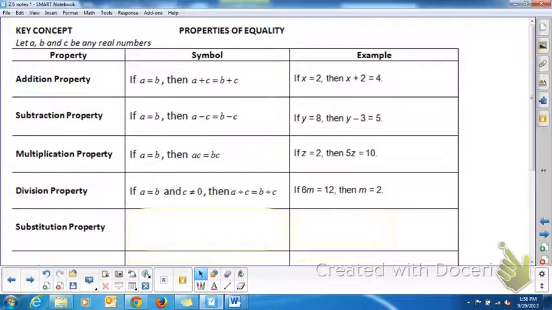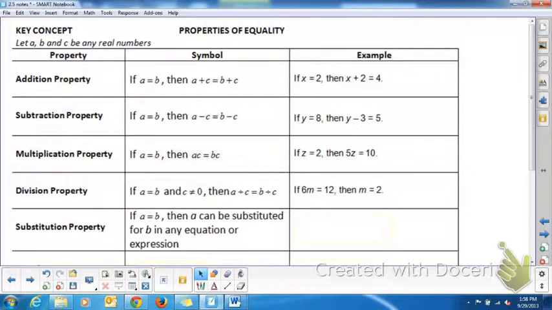Now we have the substitution property. Substitution, if A is equal to B, then A can be substituted for B in any equation or expression. An example would be this. If 3x plus 5 is equal to 3 and x equals 2, then you could take out the letter x and put in the number 2 in its place.